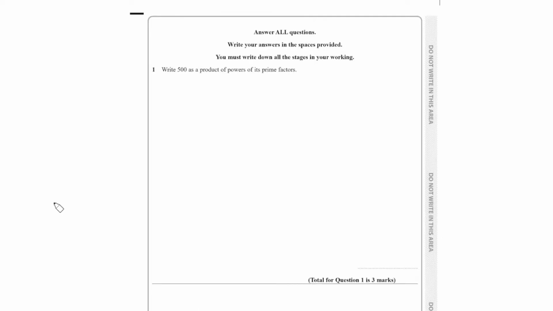So this is quite a common question, this one. It can obviously come up on the calculator as well, but I feel like it does seem to come up on non-calculator quite a lot, especially for Edexcel. So you've got here, write 500 as a product of powers of its prime factors. So we're basically just breaking it down into its prime factors. Now, sometimes they'll ask this, sometimes they'll ask about highest common factor, sometimes lowest common multiple, sometimes multiple of those, but that's kind of the whole same topic.